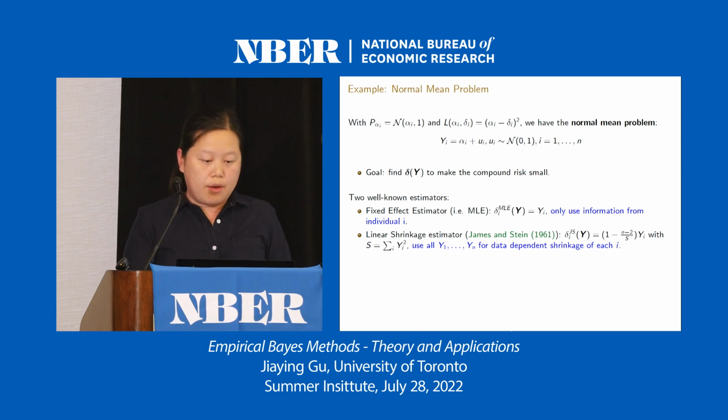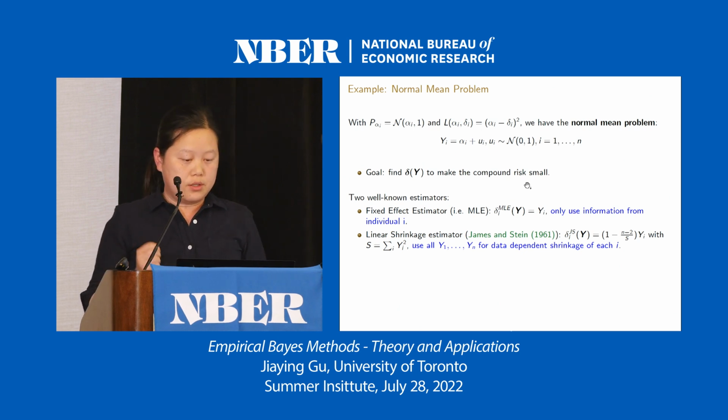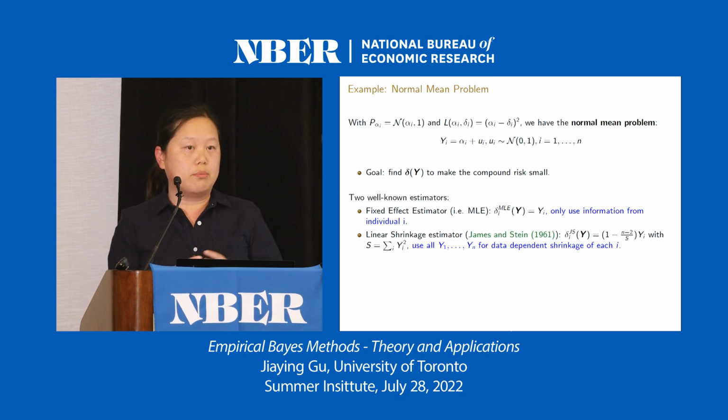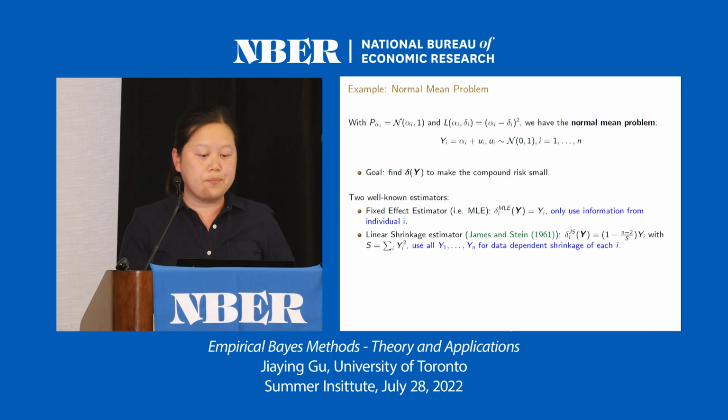Okay? There are two well-known estimators. The first, of course, is the maximum likelihood estimator, also called the fixed effect estimator. The fixed effect estimator is only using information from individual i, which is kind of a priori natural because all these n problems are independent. Why would I want to use other people's information to estimate my own alpha_i?